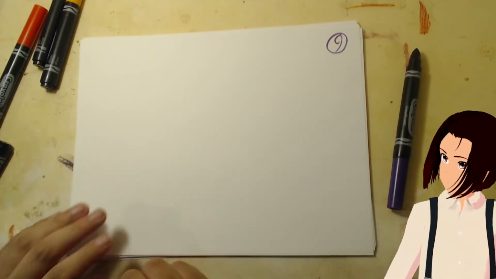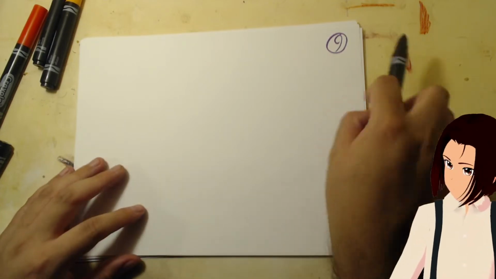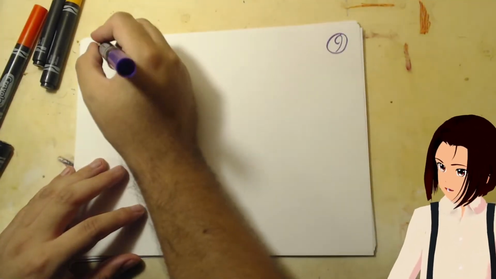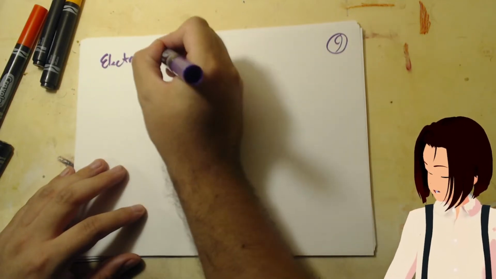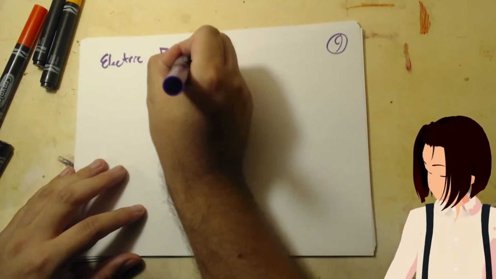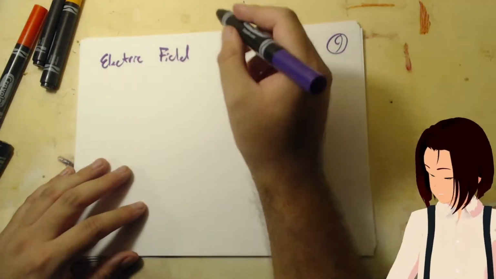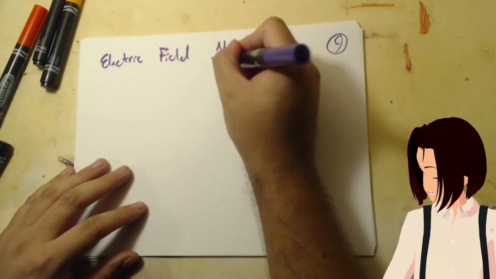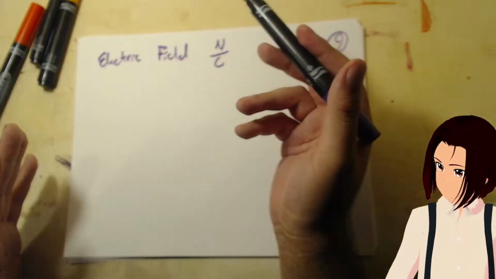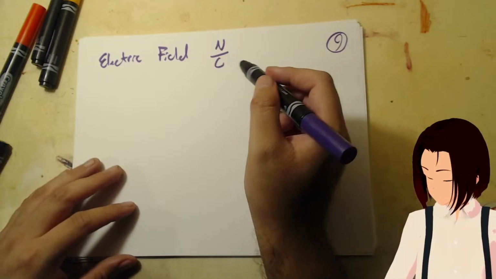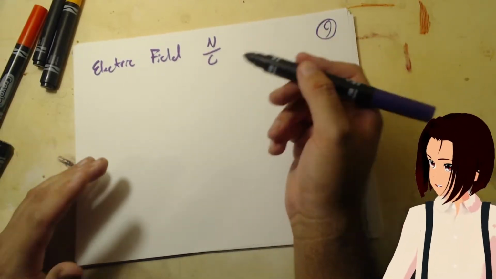So, newtons per charge. Electrical engineers call that electric fields. That's what that is, newtons per charge. And I'm going to show you why newtons per charge makes sense. So, the same old problem. Let's do the same old problem.